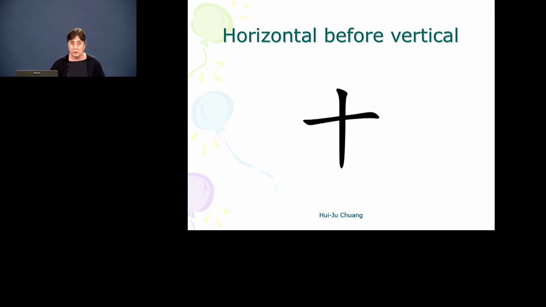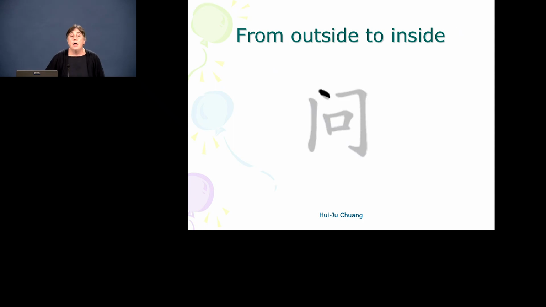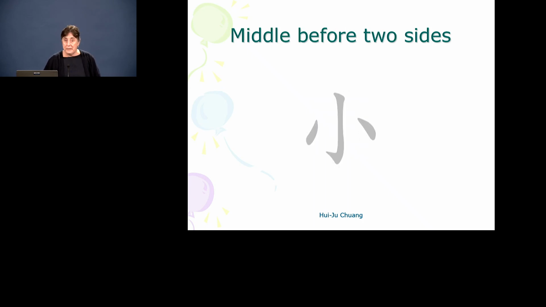Horizontal, vertical. Okay. This is the character for to ask, and we go from outside to inside. One more time. Outside to inside. Okay. Middle before two sides.